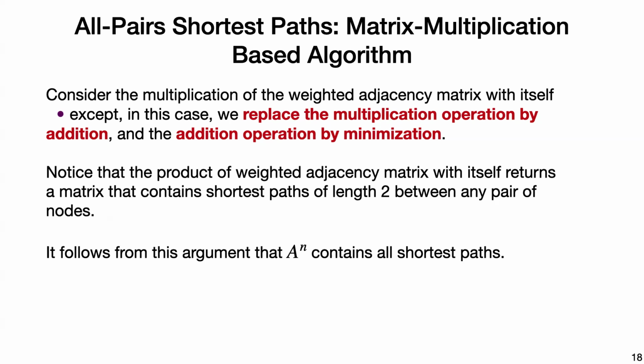This is usually how they convert matrix algorithms into graph algorithms. Usually you have to change, they call it changing the semi-ring, which is you just change the operations in the computation, but the structure of the computation is exactly the same.